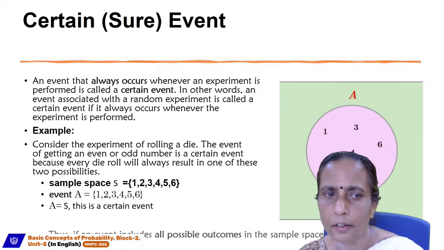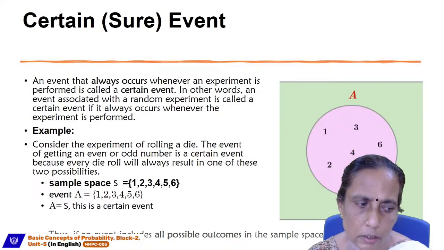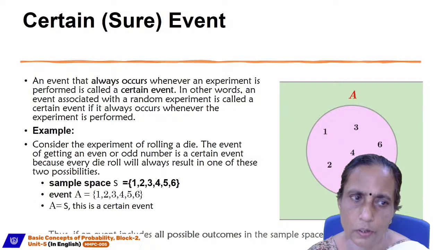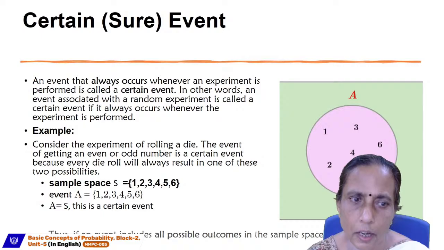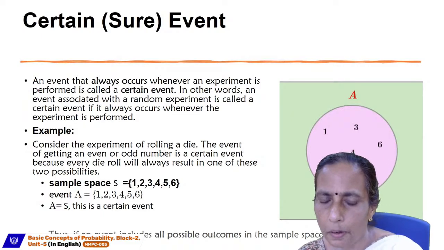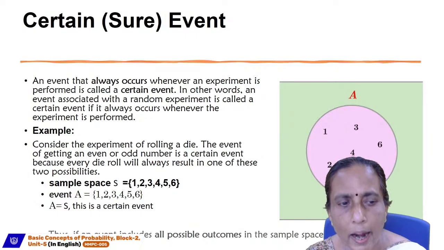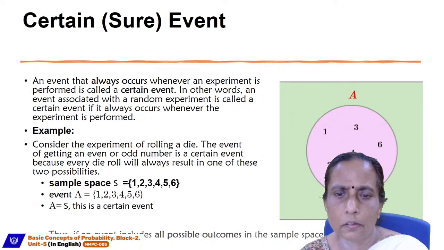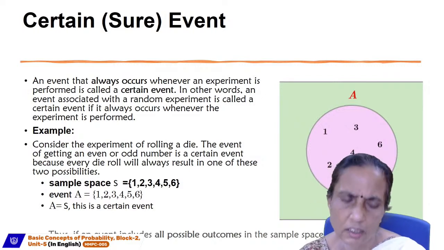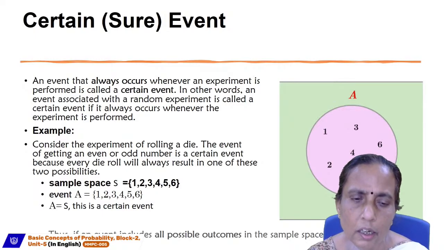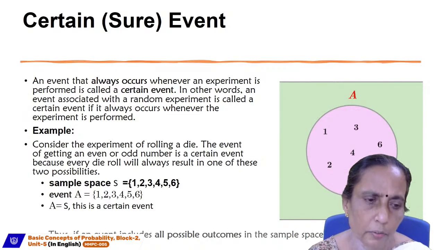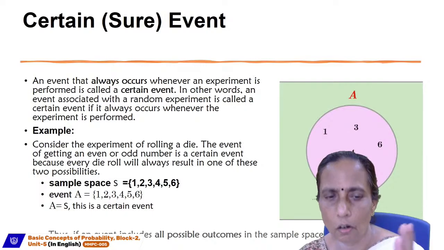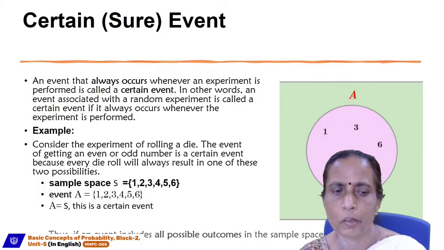A certain event: an event that always occurs whenever an experiment is performed is called a certain event. In other words, an event associated with a random experiment is called a certain event if it always occurs whenever the experiment is performed. Consider the experiment of rolling a die, which has 6 faces. The event of getting an even or odd number is a certain event. Either you will get 1, 2, 3, 4, 5 or 6, so you will certainly get either an odd number or an even number. So that event is a certain event.